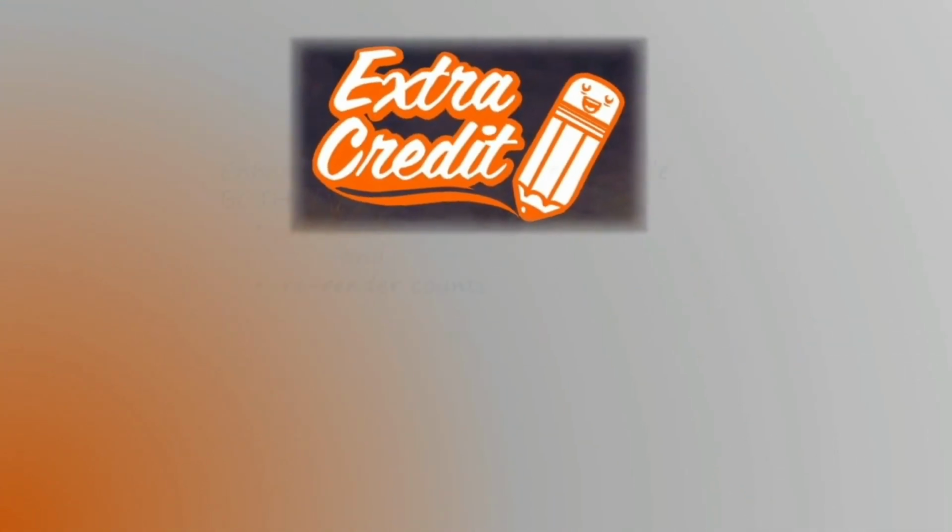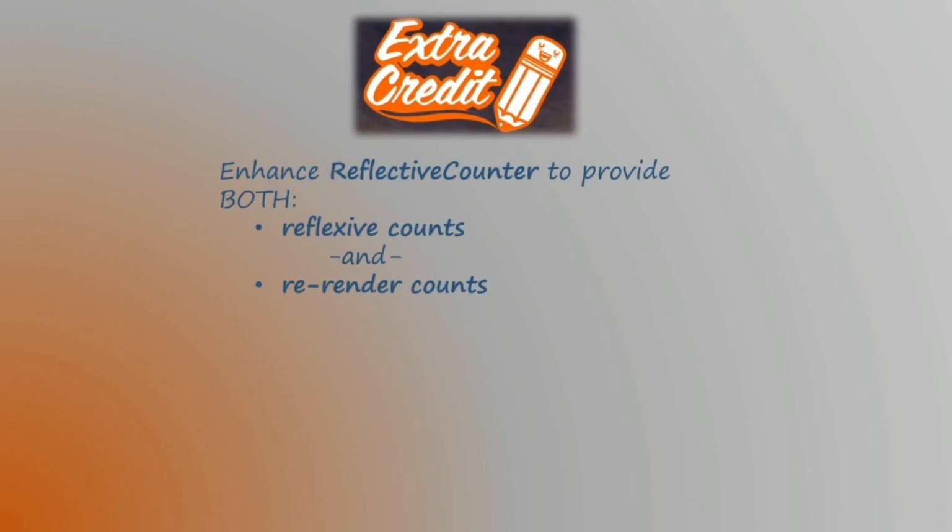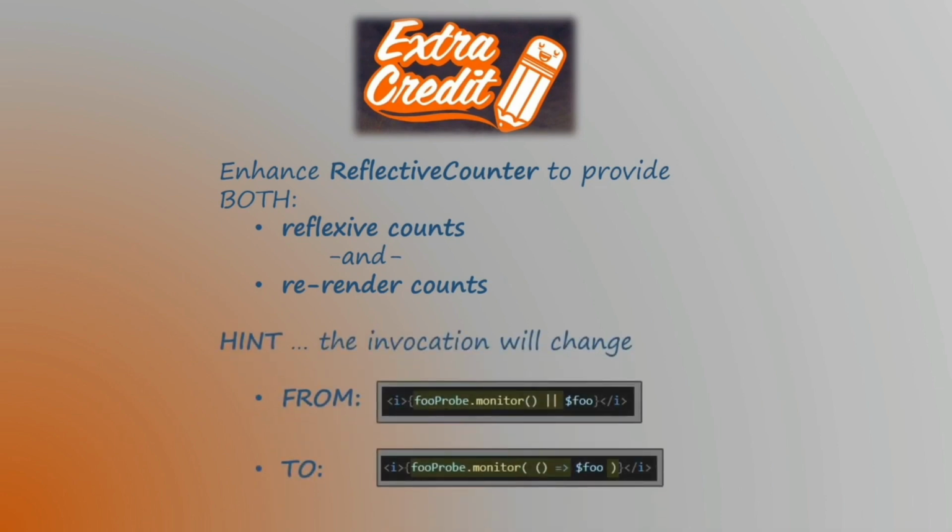So here is an extra credit exercise. In its current form, the reflective counter is providing us a reflexive count, the HTML snippet execution count. Can you think of a way to enhance this to provide both reflexive counts and re-render counts, that is, of the DOM updates? Well, here's a really big hint. Our invocation is going to change from a prefixed logical OR expression to a function that actually is passed the production expression as a parameter.